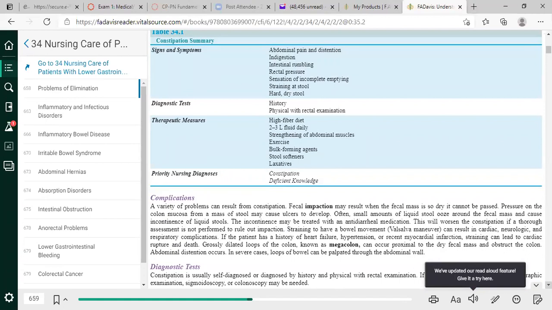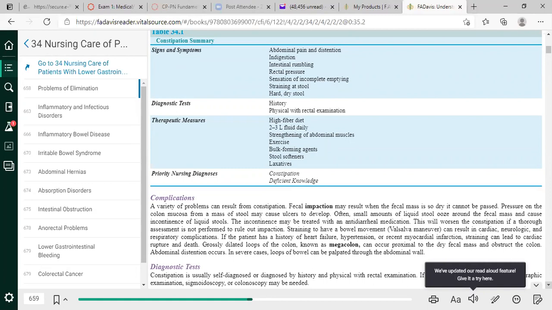And typically, with patients who are impacted, some of them may say, okay, nurse, I got a little diarrhea or whatever, because they get little drops of watery stool that may actually come out. Typically, amounts of liquid stool ooze around the fecal mass and it results in incontinence of stool, where that little moist stool is passing.